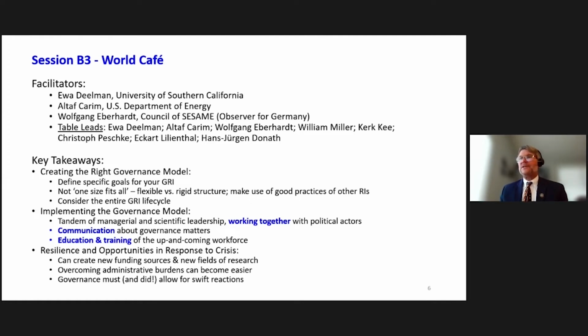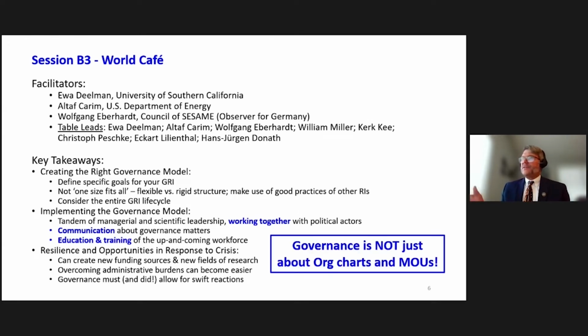And what we saw clearly is that governance bodies and managers within GRI reacted quickly to overcome administrative burdens in crisis. And so the governance structure has to be able to react to that. And it did. That's what we've seen really across the board. And so the key takeaway I wanted to point out is that governance is not just about org charts and things like MOUs. It's really becoming more and more intertwined with the human elements that we've been talking about.